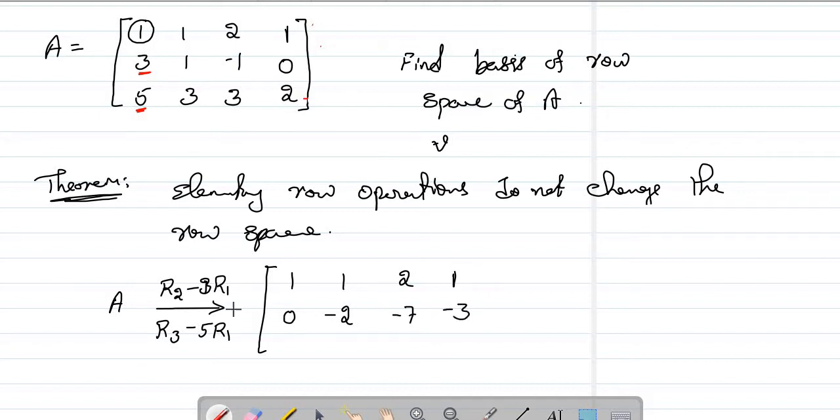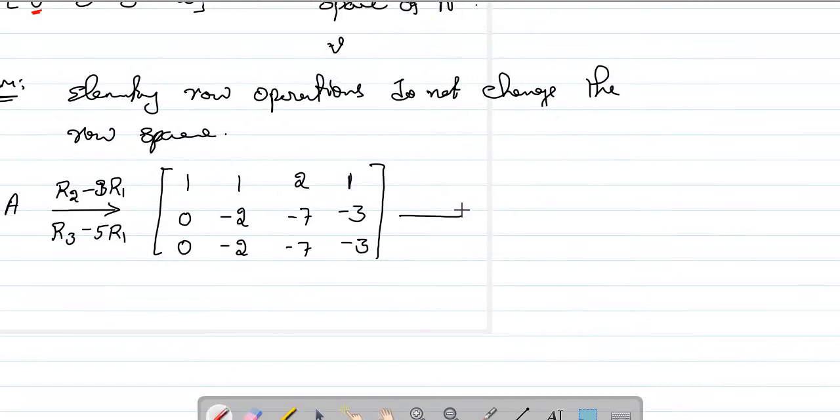And this guy, 1 minus 5 minus 5 will be 0, 3 minus 5 minus 2, and 3 minus 10, that's minus 7, and 2 minus 5 minus 3. You can see that the second row and the third row are almost same. Now let me make one more row operation, that is R3 is replaced with R3 minus R2.